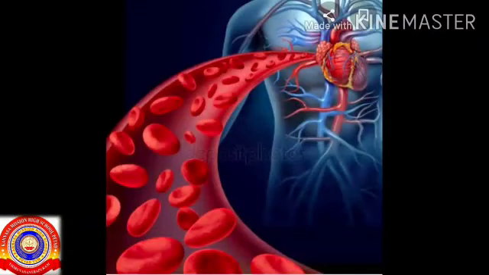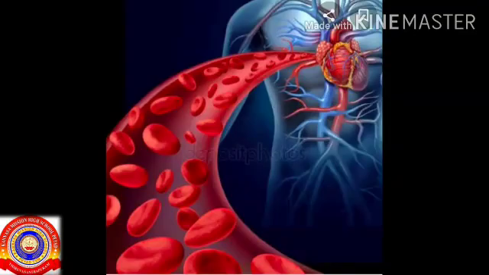Our next topic is blood clotting. Blood clotting is a defense mechanism to prevent the loss of blood through wounds. In this process, fibrin, the plasma protein, forms a fibrous network. Blood cells get entangled in the network to form a blood clot.